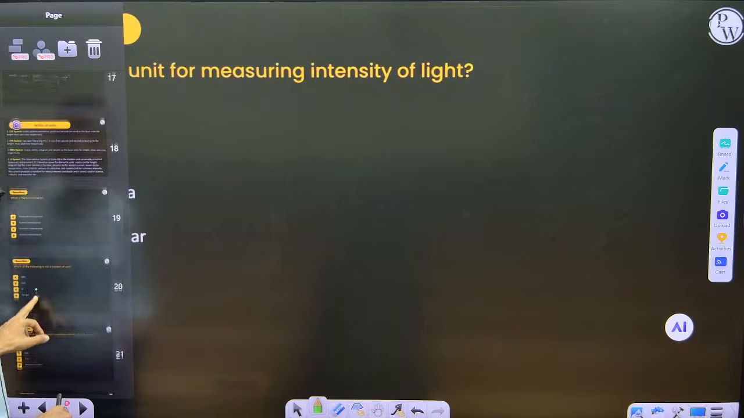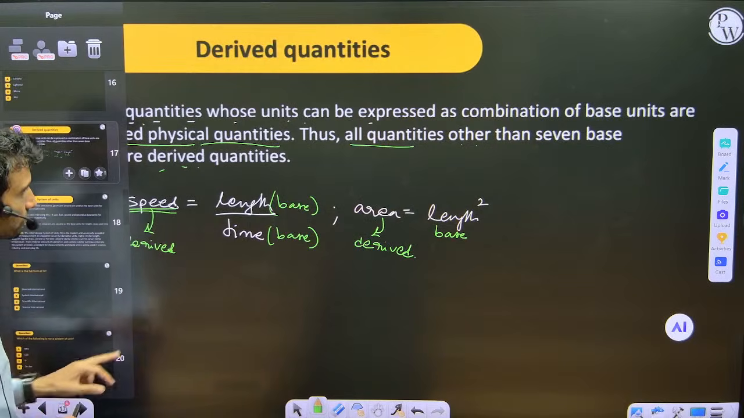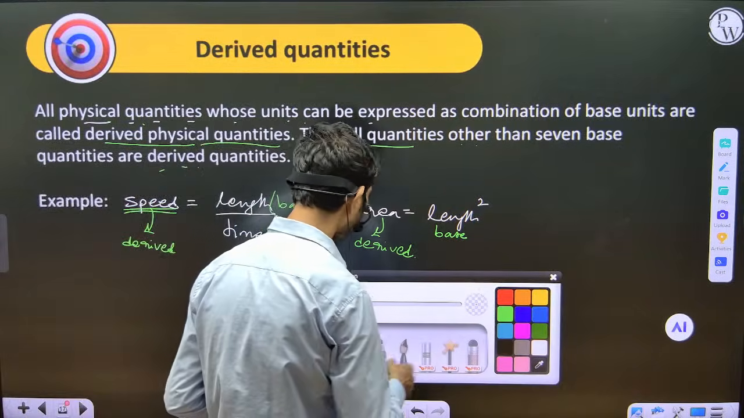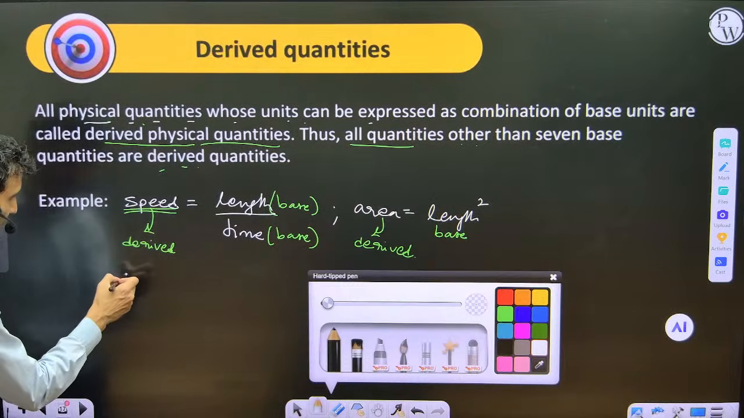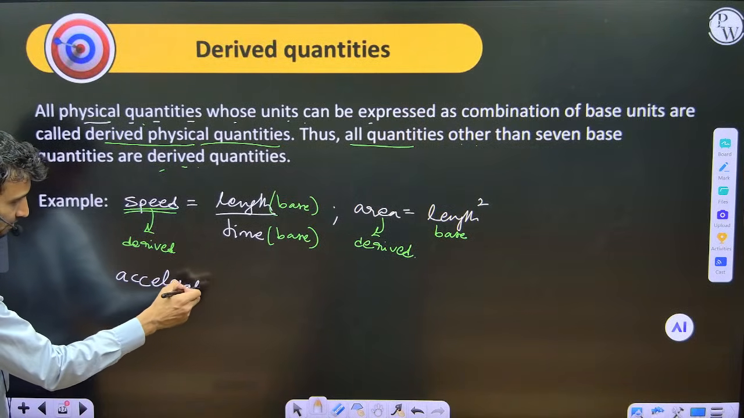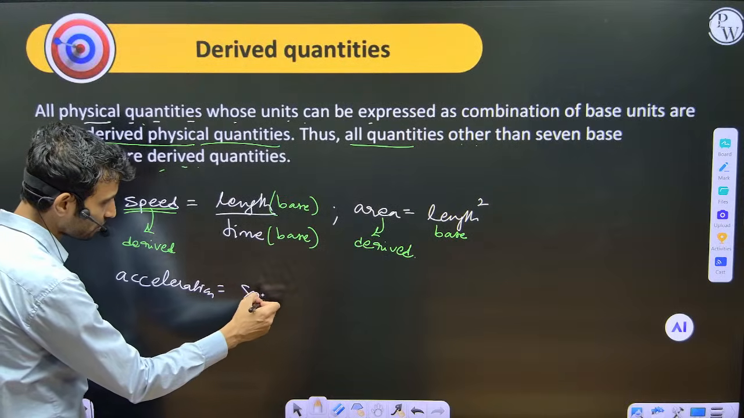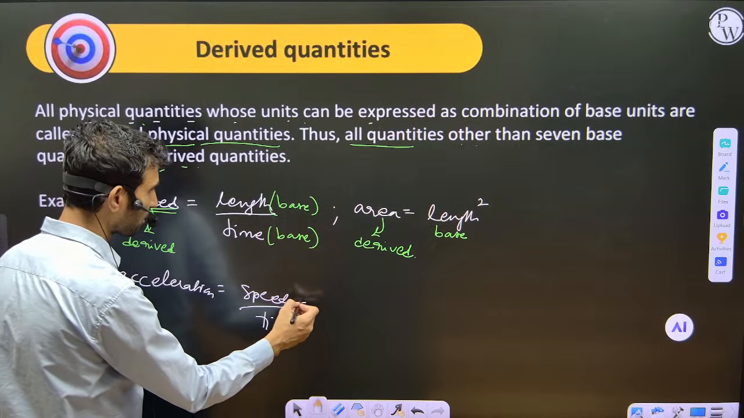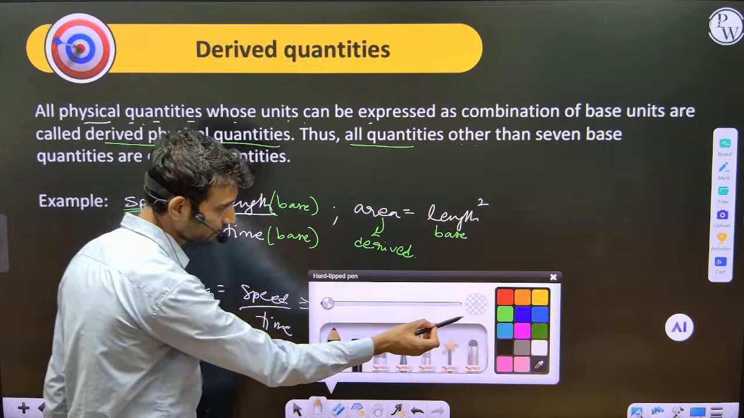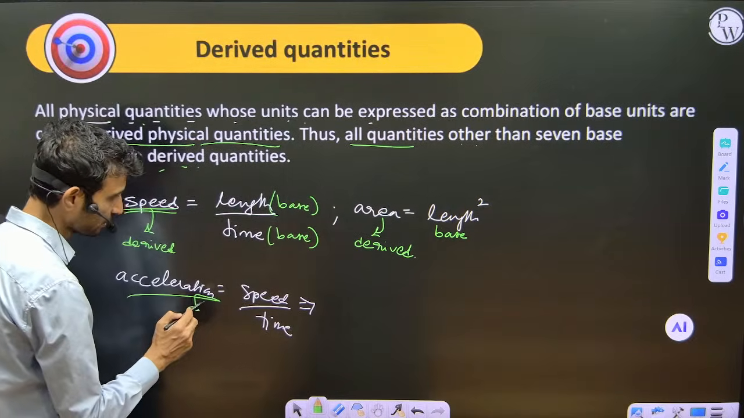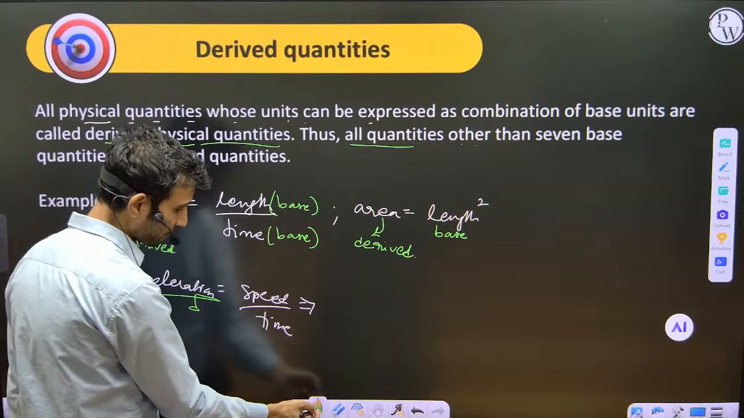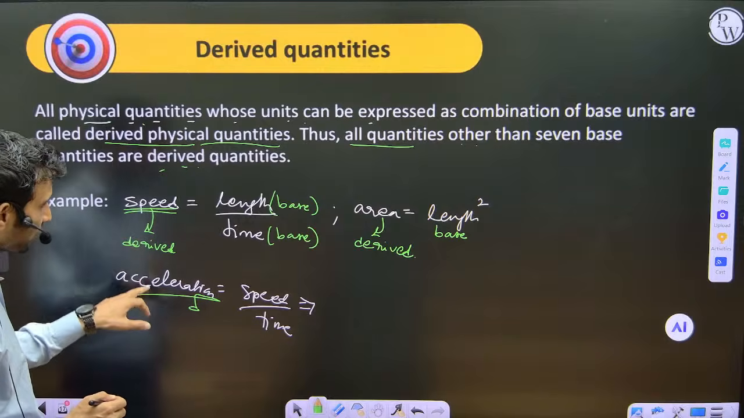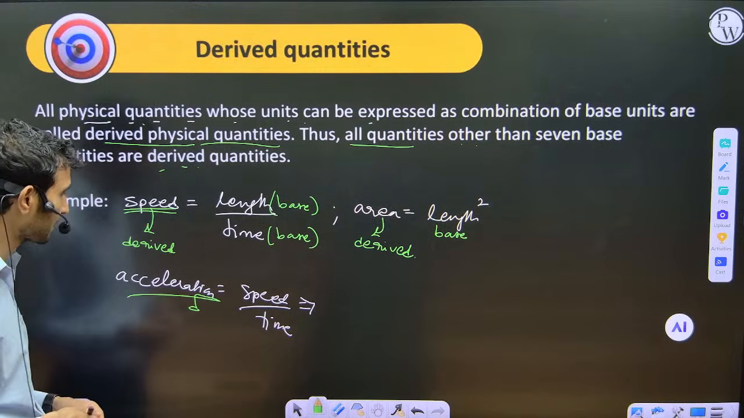Right? Now, can you give me more examples of derived quantities? What about acceleration? Acceleration is speed by time, basically. So acceleration will become which quantity? This will become a derived quantity. Why? Because it is dependent on speed and time. Right? Speed was also a derived quantity, and acceleration is derived from speed. So that makes acceleration also a derived quantity.